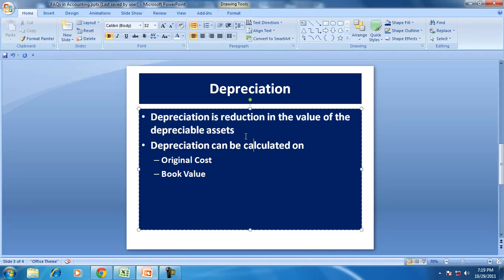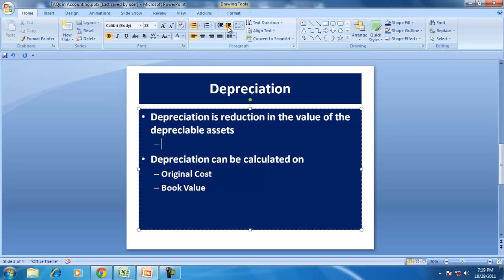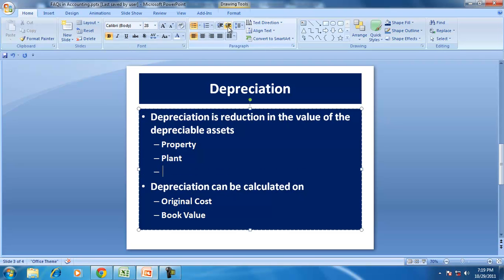Depreciation is a reduction in the value of the depreciable asset. All assets are not depreciable. For example, the land is not depreciable. Generally, the property, plant and equipment are said to be depreciable assets. So the value of these assets keeps on reducing over a period of time, and that reduction is called depreciation.